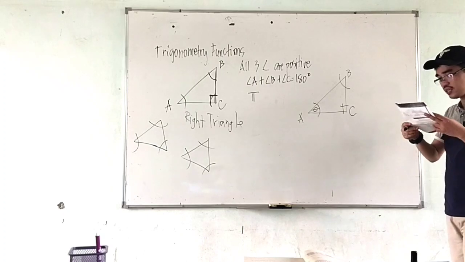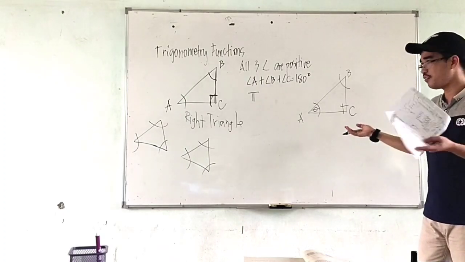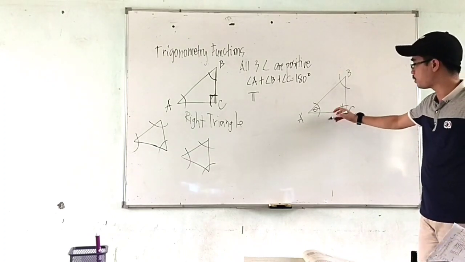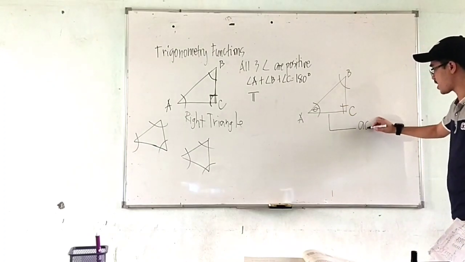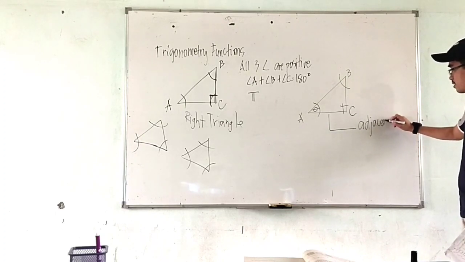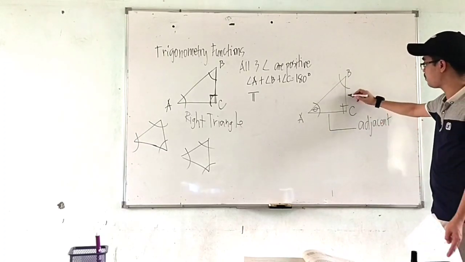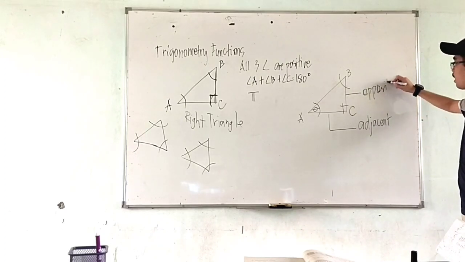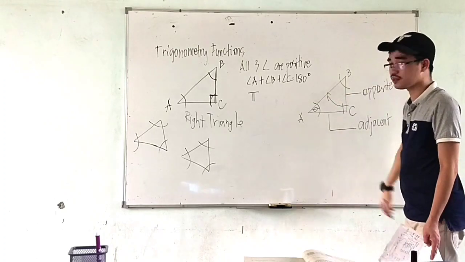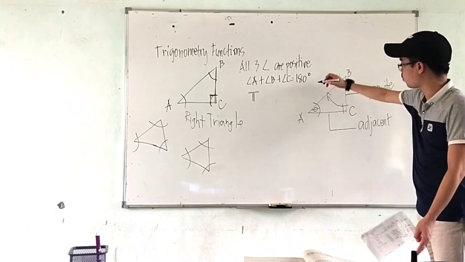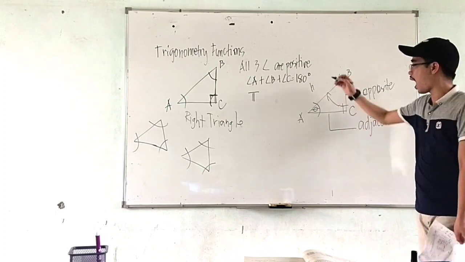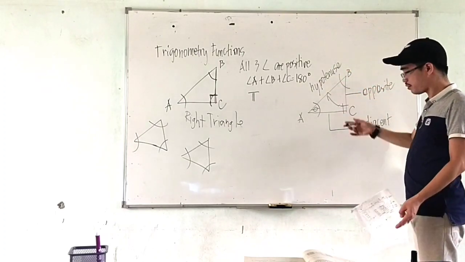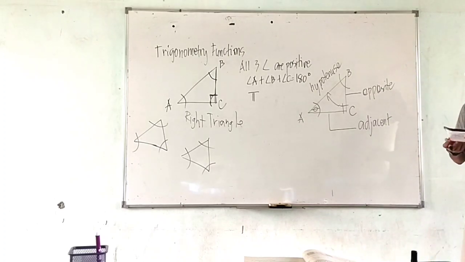There, let's give them parts. First, if it is a right triangle, yung katabi po niya, we call it adjacent. Okay? We call it adjacent. Yung nasa side po nito, we call it opposite. And the longer one is, guess what? This is letter H, hypotenuse. We call it hypotenuse. So these are the parts of the triangle.